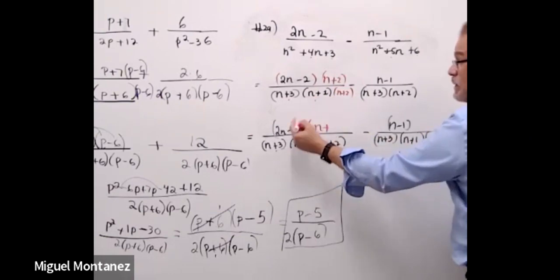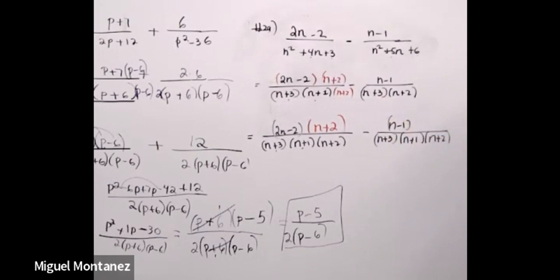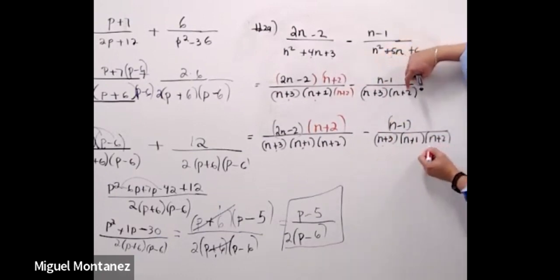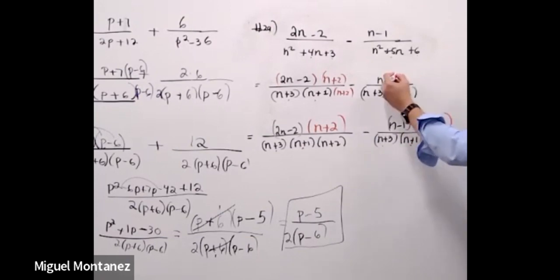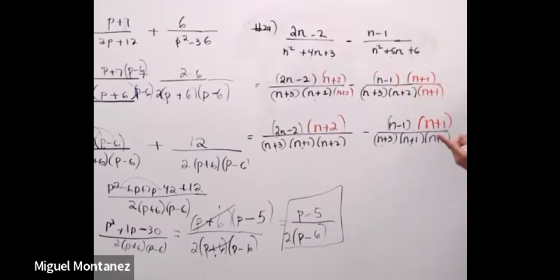Of course, we need to augment the first fraction by multiplying by n plus 2. On the second one, we already have n plus 3 and n plus 2, but we're still missing n plus 1. So we augment by multiplying by n plus 1 over n plus 1. We always augment by 1: the same thing on top and bottom, numerator over denominator equals 1. Almost done. Now it's just very tedious.